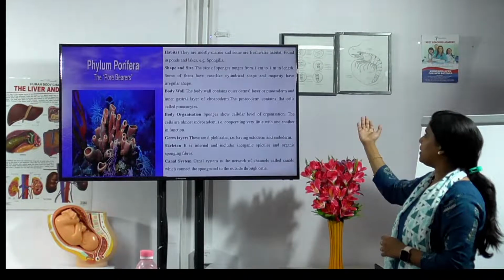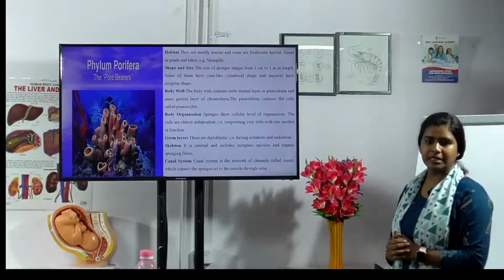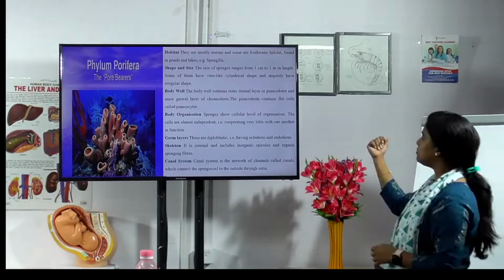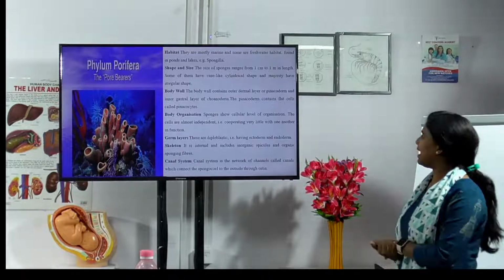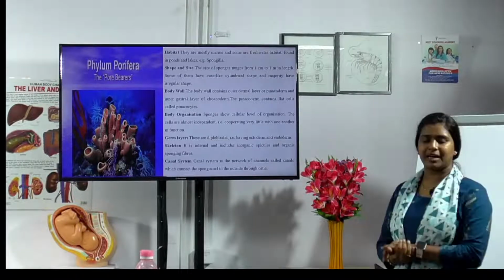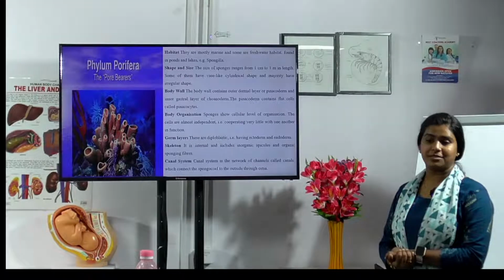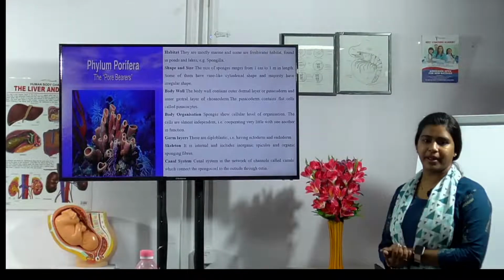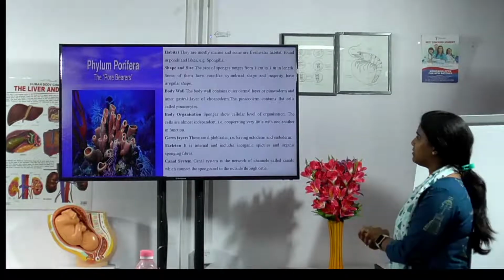Pinacoderm. The pinacoderm contains flat cells called pinacocytes. What is that for? To capture external prey. Okay, and then body organization, they show a cellular level of organization. That means only cells, yes, correct. And they are almost independent, that is, cooperating very little with one another in function.